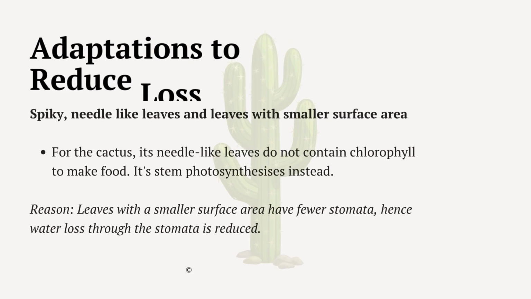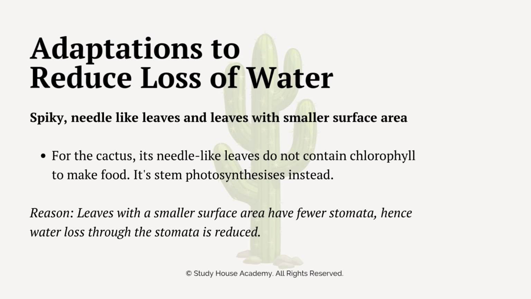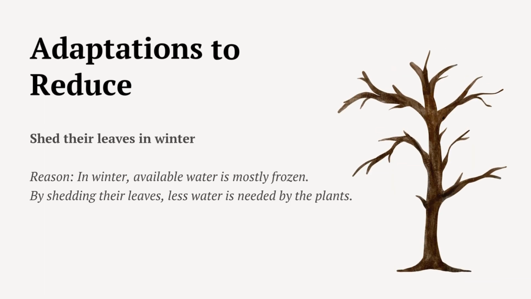Spiky, needle-like leaves and leaves with smaller surface area. For the cactus, its needle-like leaves do not contain chlorophyll to make food. Its stem photosynthesizes instead. Reason, leaves with smaller surface area have less stomata, hence water loss through the stomata is reduced.